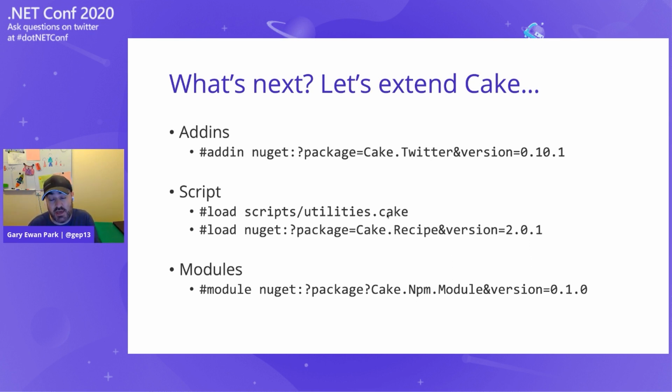If you wanted to change how Cake does logging, you can change that by creating a module that interfaces with that. This particular one that I'm showing here is the cake.npm module. So if you wanted to install a tool using the npm package manager, then you can absolutely do that in a consistent way that we install tools otherwise with Cake.